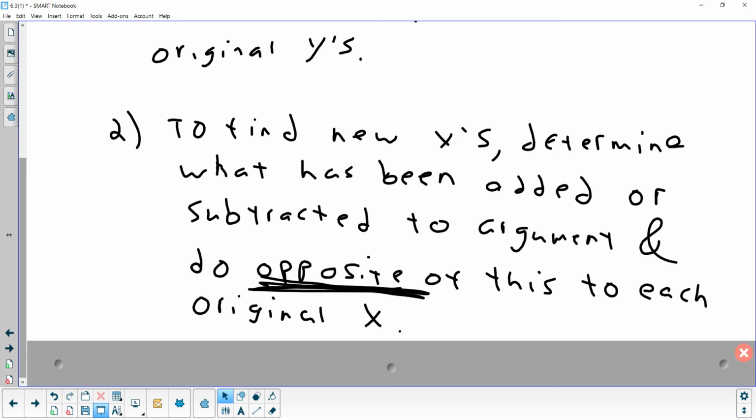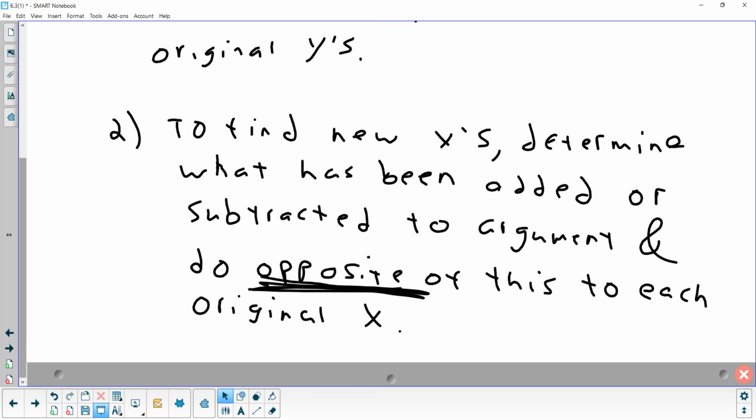So phase shift is one of the two transformations that does the opposite of what you would expect. Vertical shift doesn't. Vertical shift is very straightforward, just like it has been in the past. So let's try a few examples doing phase shift, and then we'll finish up with a vertical shift, which is easier.